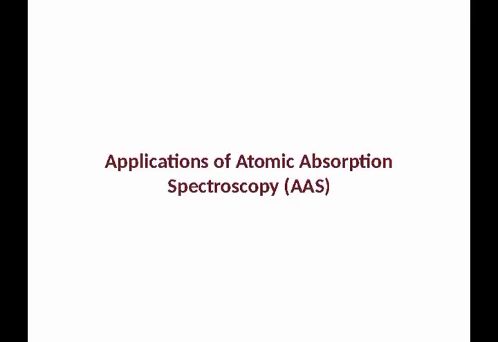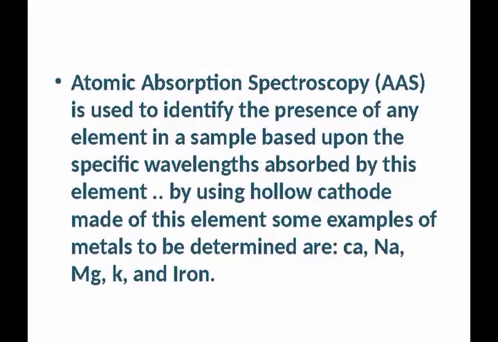Applications of atomic absorption spectroscopy. Atomic absorption spectroscopy is used to identify the presence of an element in a sample based upon the specific wavelengths absorbed by this element, by using a hollow cathode made of this element. Some examples of metals to be determined are calcium, sodium, magnesium, potassium, and iron.